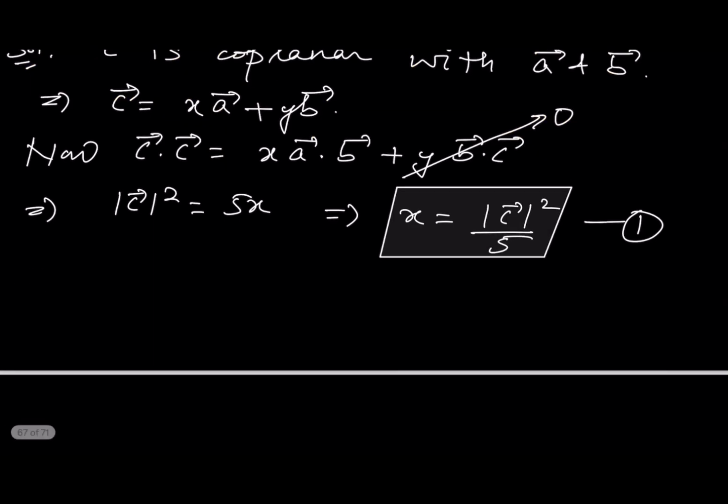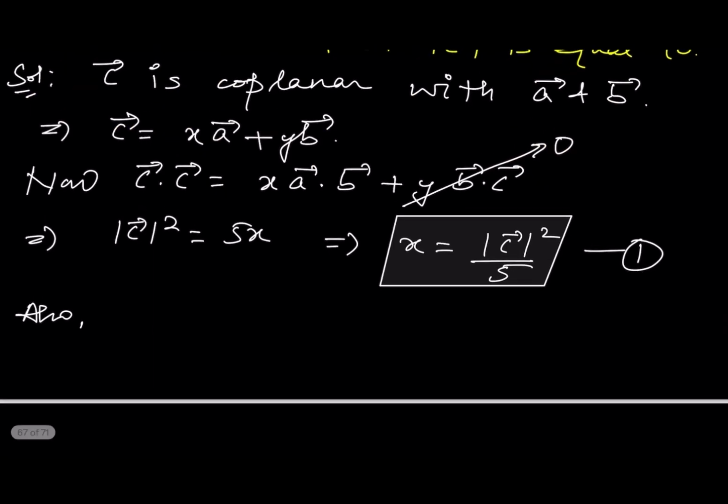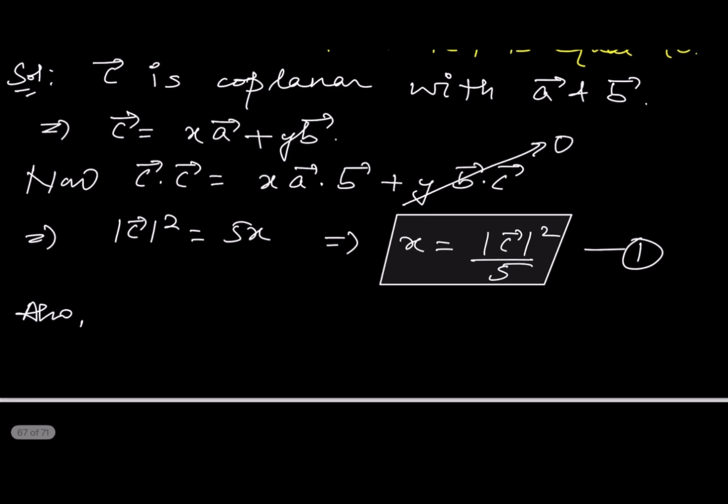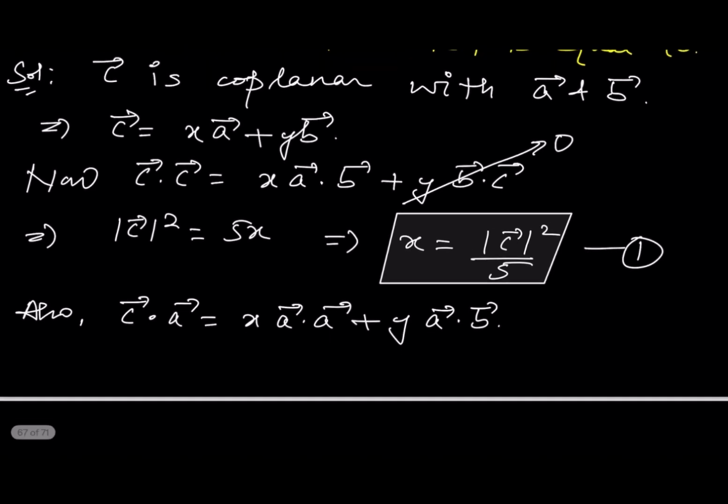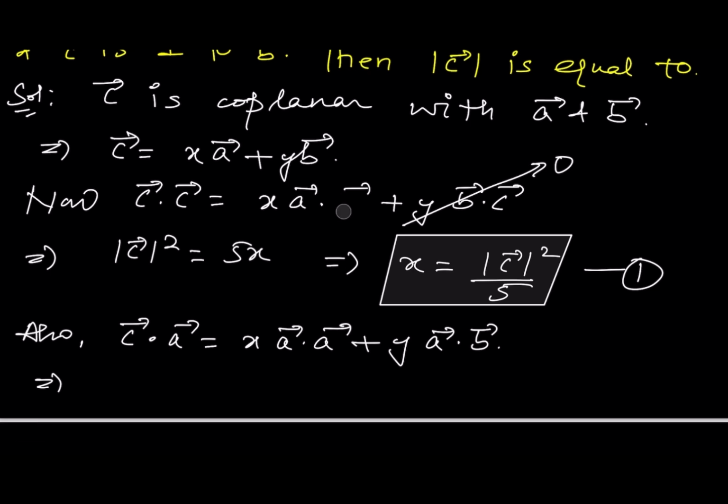Also again I am taking dot product. Now this time I am taking with A vector. So C dot A is equal to x A dot A plus y A dot B or B dot A, right? Same thing. Now, this will become C dot A again. This is 5. Sorry, I have written B. So this is C and A dot C is 5, right?